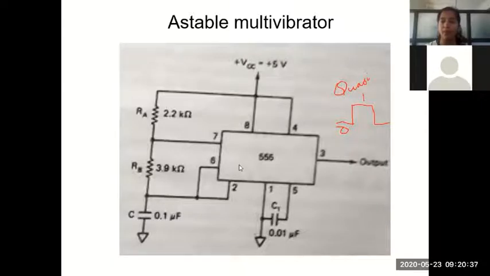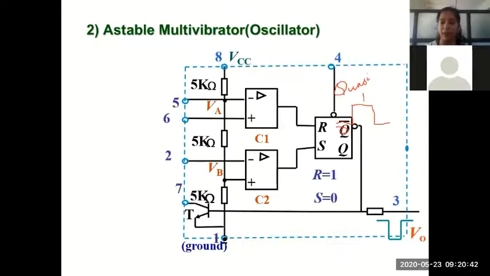Let's see how this works in detail by looking into the internal block diagram of the 555 timer. As we can see here, this is the internal block diagram of the 555 timer, where you have 3 5K resistors. Can you see here? 3 5K resistors, 2 transistors.